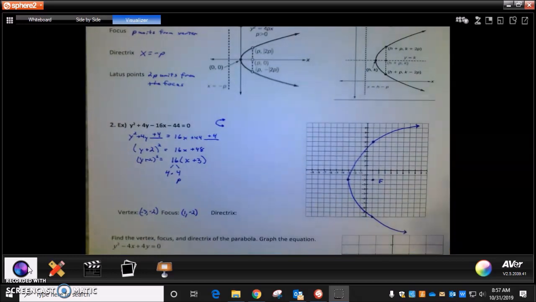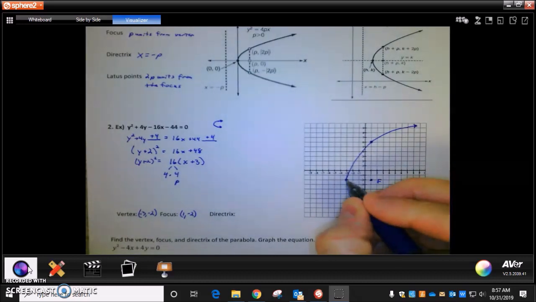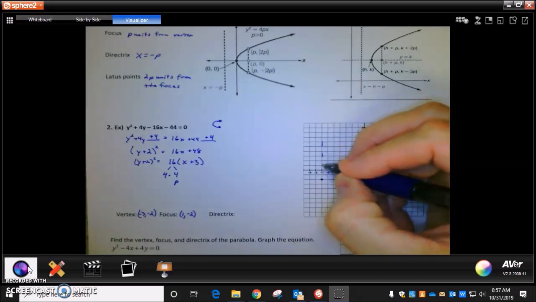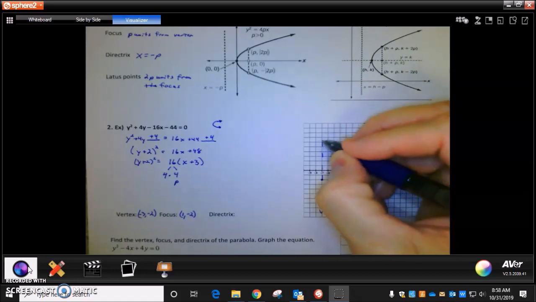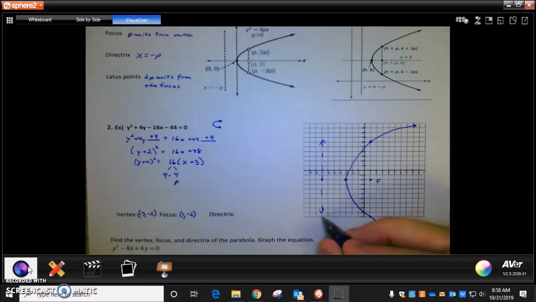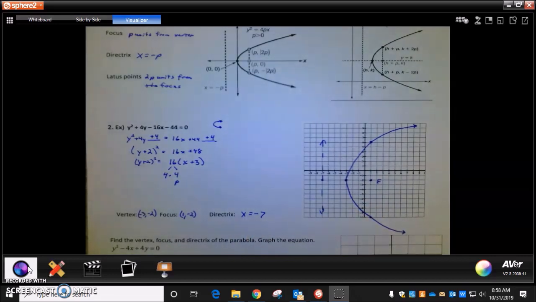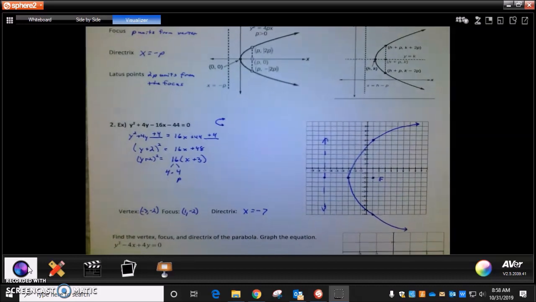Our directrix, if I moved 4 to the right to find the focus, the directrix will be 4 to the left. 1, 2, 3, 4. And then it is a vertical line that goes through that point that I just made. And that would be the vertical line x equals, well, it's going through -7. So x equals -7. And that's what you need to be able to do. Draw and tell me that information. All right, we're going to try one more of these.